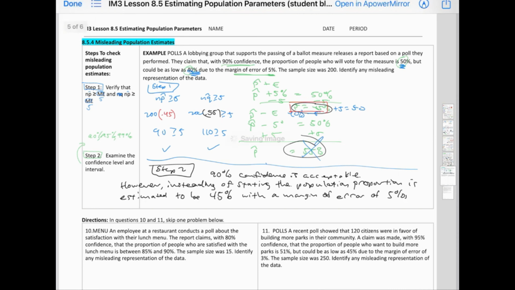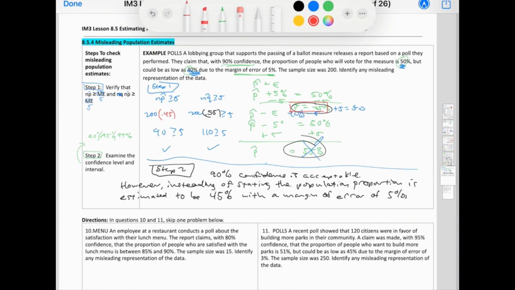But their mistake, so let me write this in red, kind of like bad. Well, red's not bad, but I'm just trying to show that they state the highest possible estimate for the population proportion to give the impression the candidate is likely to obtain 50% of the vote.